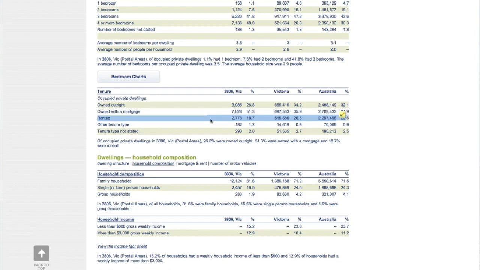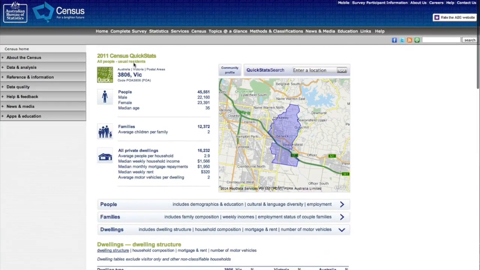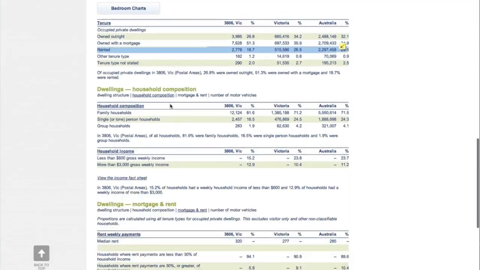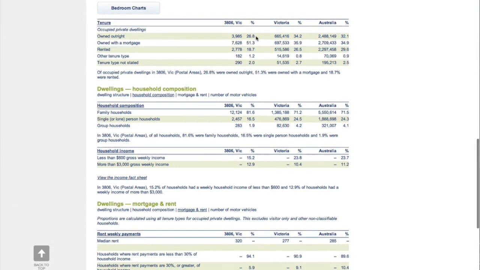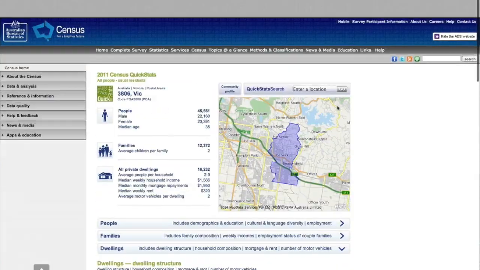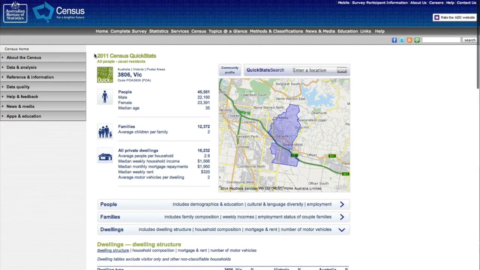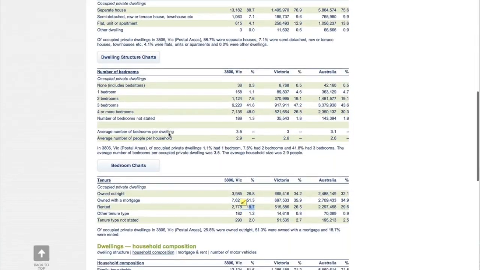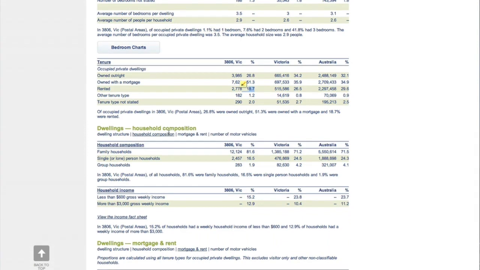For this suburb, I think I'm looking at Barrick at this stage. For Barrick, you've got owned outright 26.8%, owned with mortgage 51.3%, and rented 18.7%. So that's a good sign for me. Although this is based on the census that was conducted in 2011, I would still look at it. It still gives me an idea.